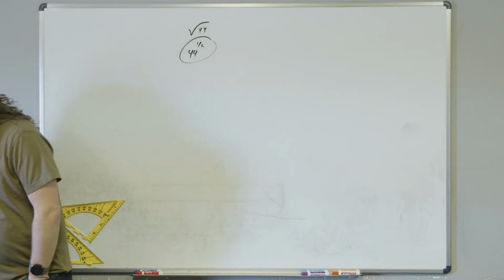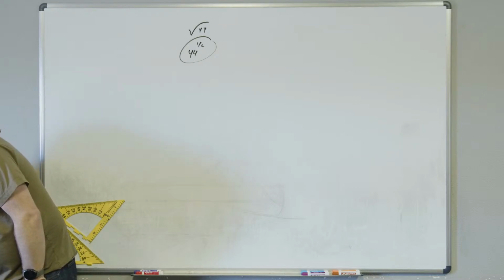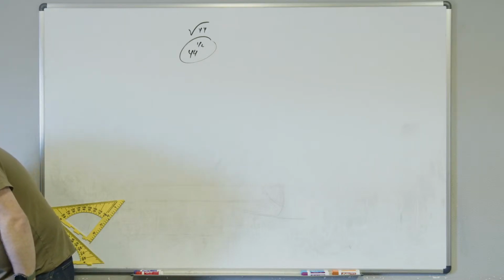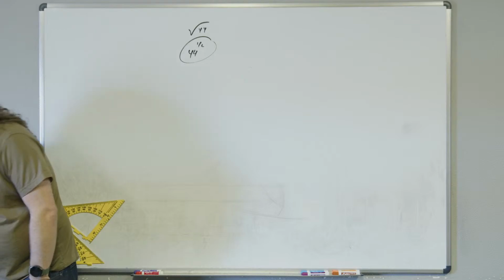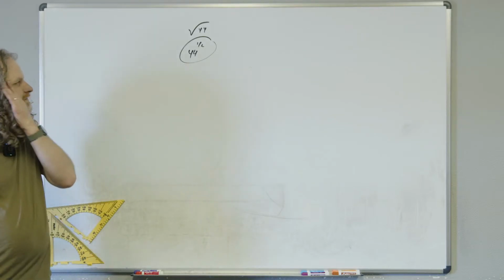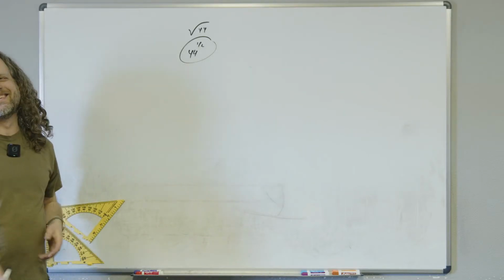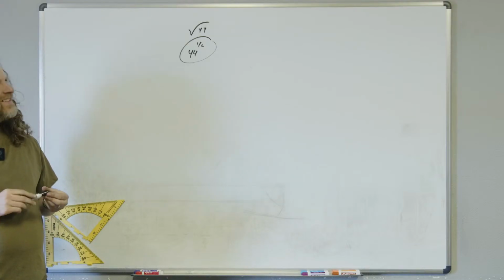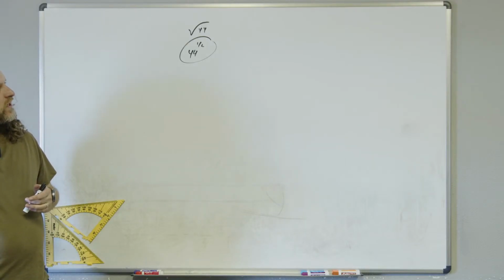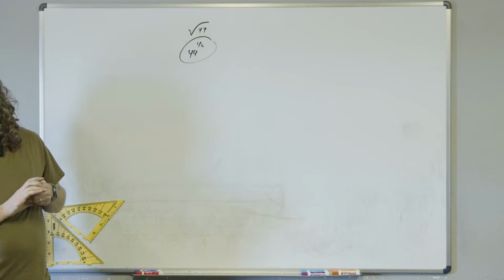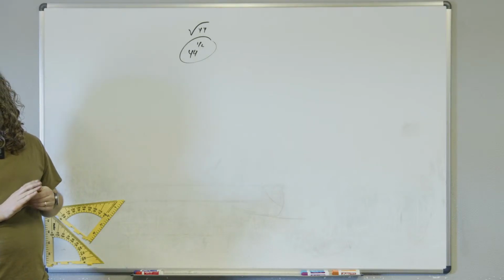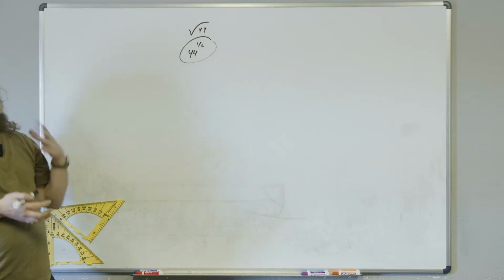So the instructions say, write each expression in radical form or write each radical in exponential form. Can you do it? You can't. Reading's hard, bro. 2 times 22 times 22. 22 times 22 is not 44. 22 times 22 is quite a little bit larger number. 44 is not a perfect square. It has perfect squares in it.